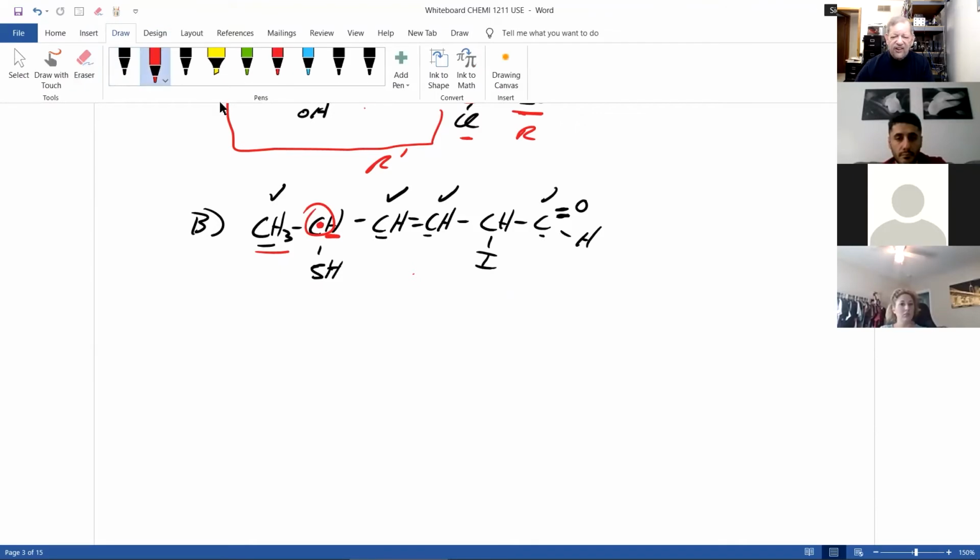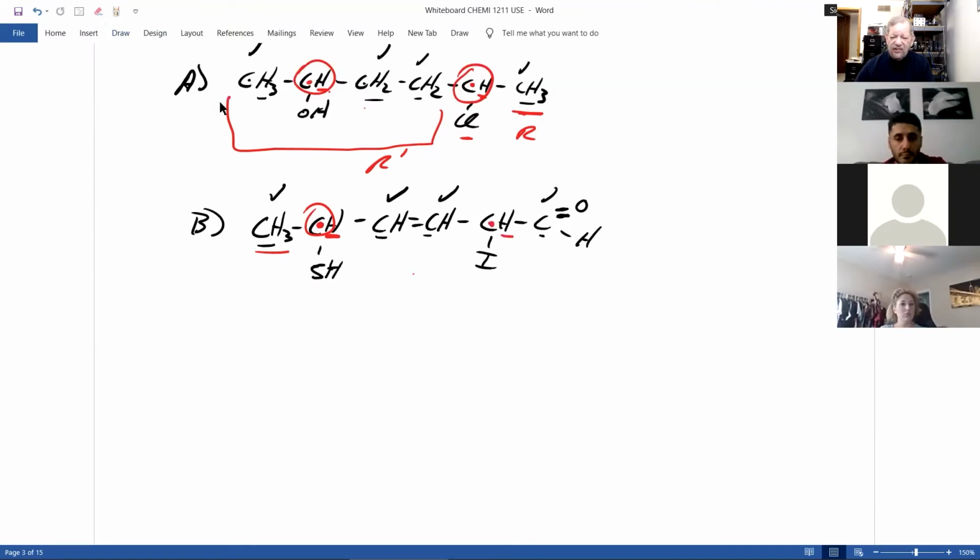And if we look at this carbon, it has a hydrogen, an iodine, this aldehyde, and this group. I'll call this R and R prime. And again, hydrogen, iodine, R, and R prime, 4 different groups or 4 different atoms or a combination thereof. Therefore, that's chiral.